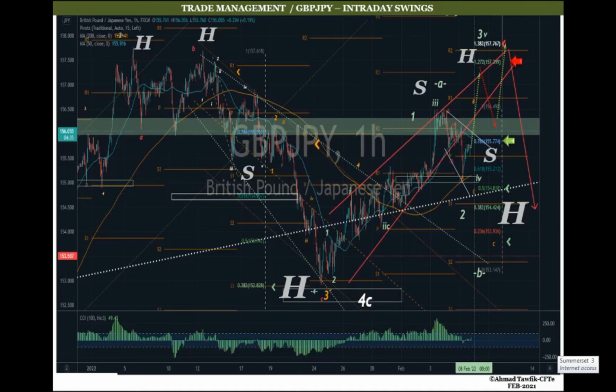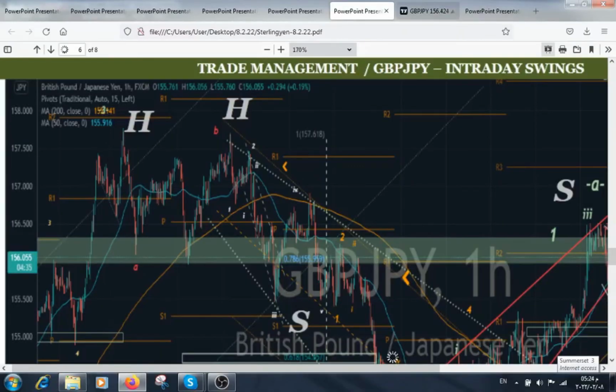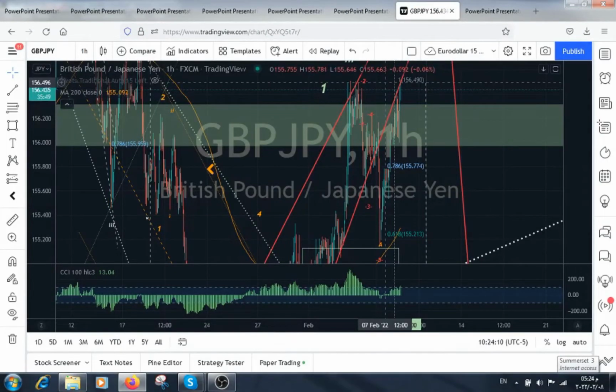We take entries on the 15-minute chart, always on the long side, and take profits at relevant R1s and R2s if possible, but of course relevant R1s would be enough. Let's take a look at what's going on.